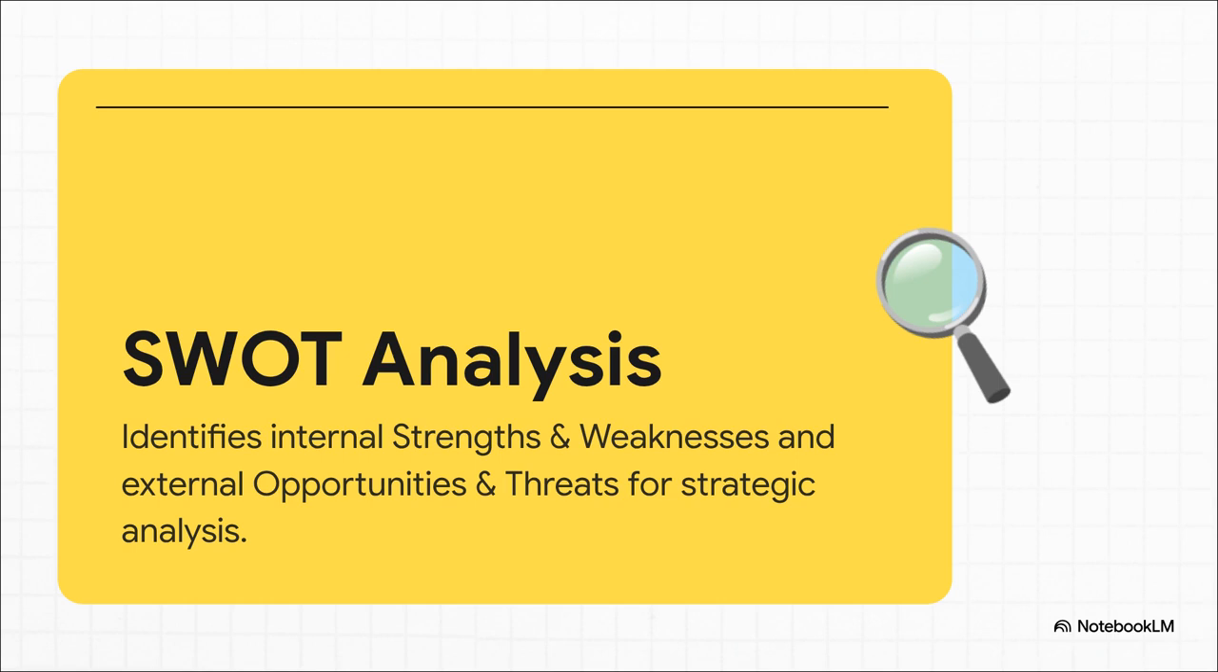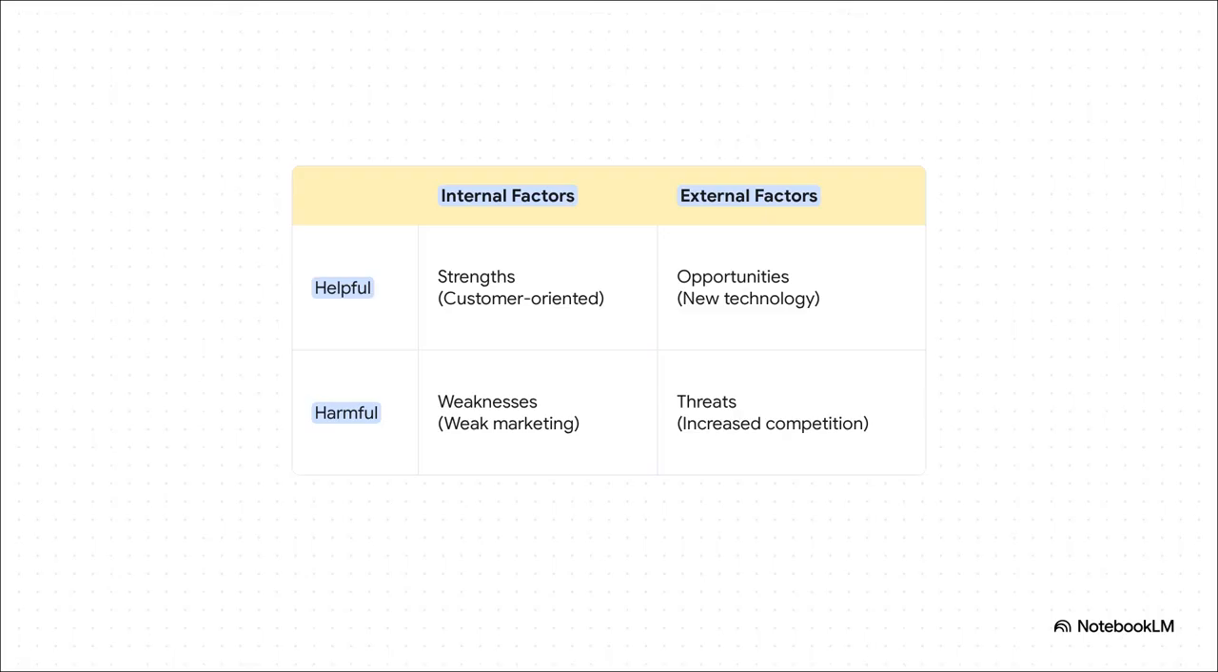Seriously, think of this as your strategic battle map. It forces you to separate what's happening inside the company, things you can control, like your strengths and weaknesses, from what's happening outside in the world, the opportunities and threats you have to react to. So, for example, having a super customer-oriented culture, that's a strength. It's internal and it's helpful. But a new competitor entering the market, that's a threat. It's external and potentially harmful. By mapping out all 4 of these quadrants, you suddenly get this incredibly clear picture of the entire strategic landscape.